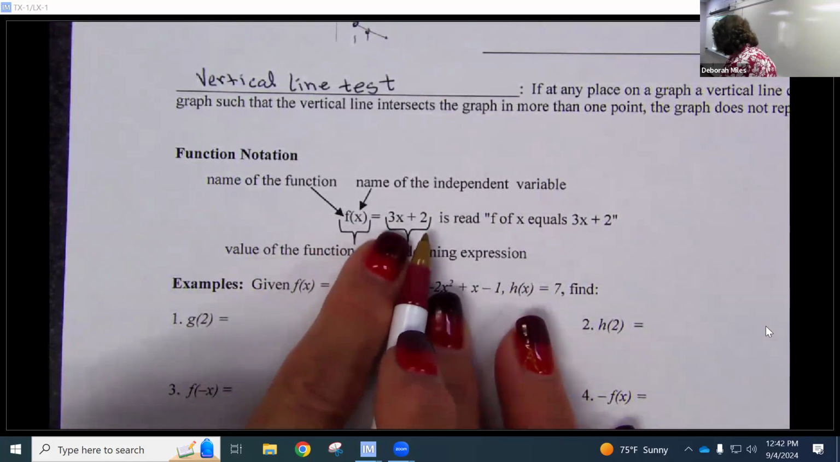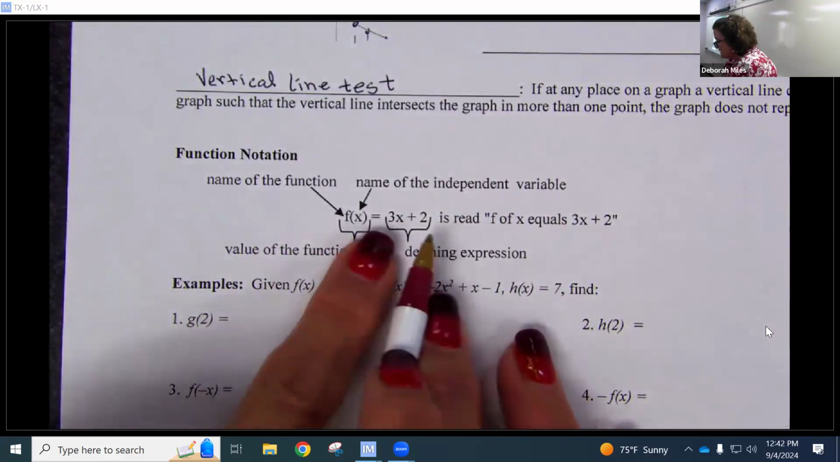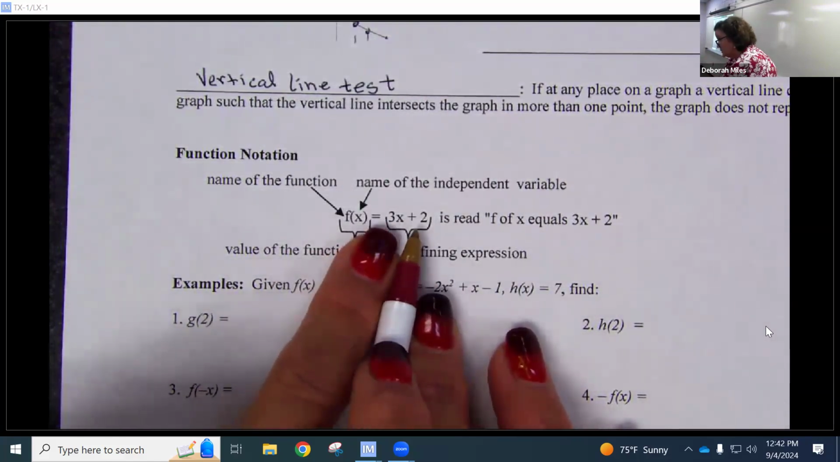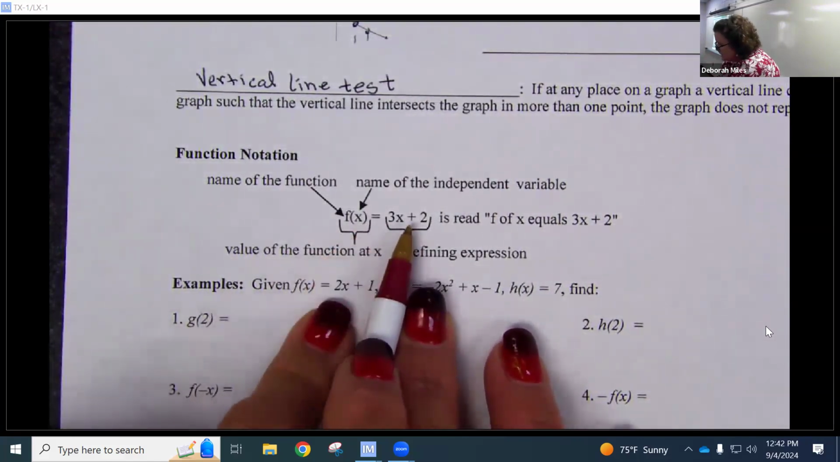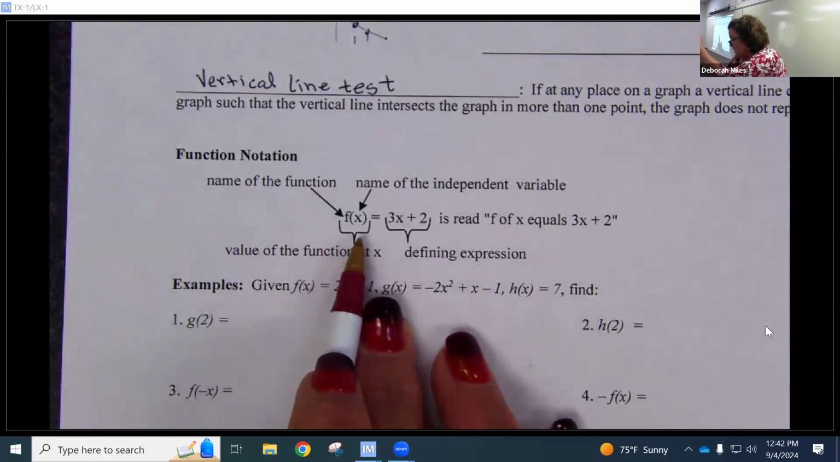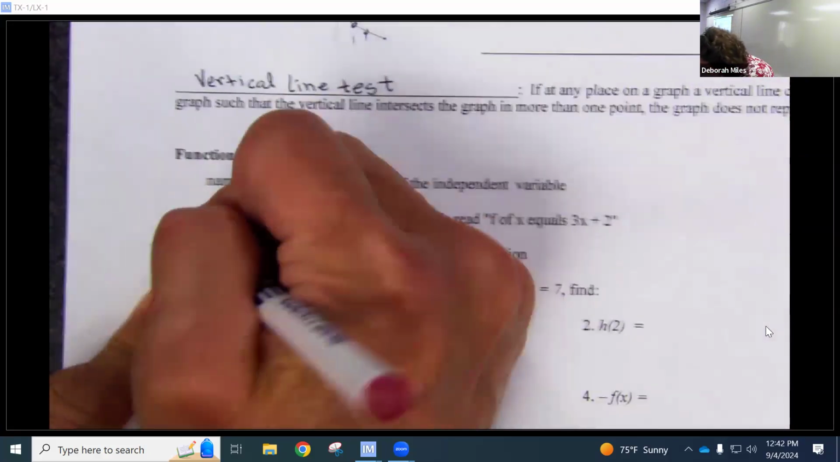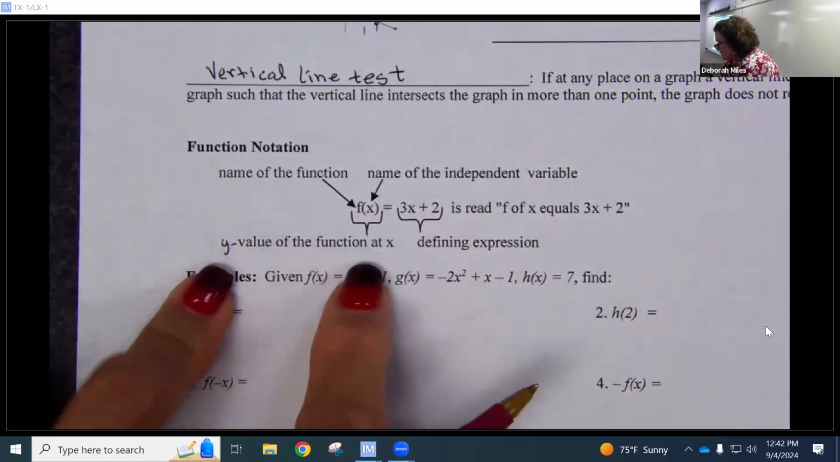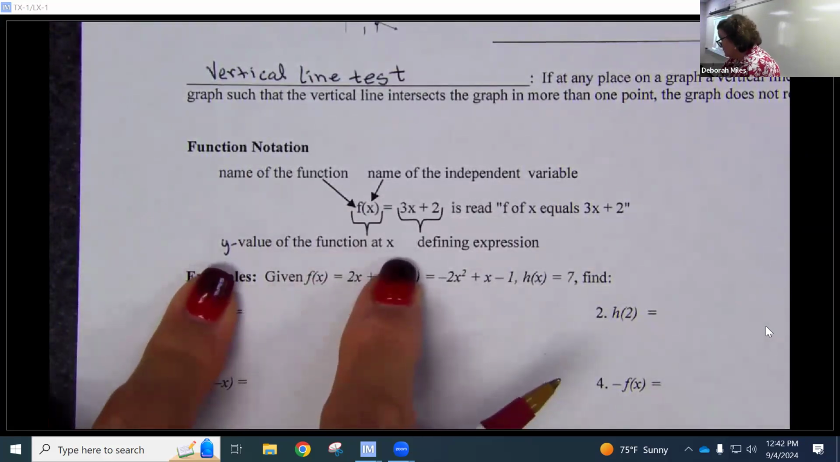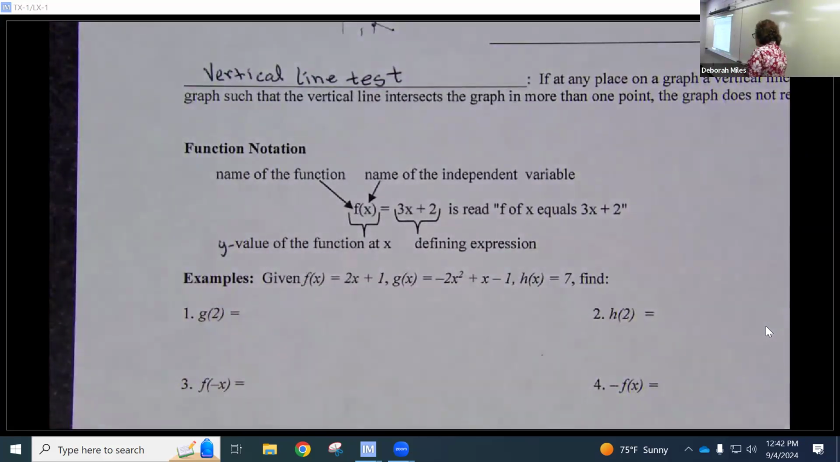3x plus 2 is called the defining expression. It tells you what this function does. What's the function of this function? And f of x together is the y value. Add y right there. It's the y value of the function at a given x. So f is the name of the function, x is what you put in, 3x plus 2 is what the function does, and then it spits out a y. The y is the same as f of x.